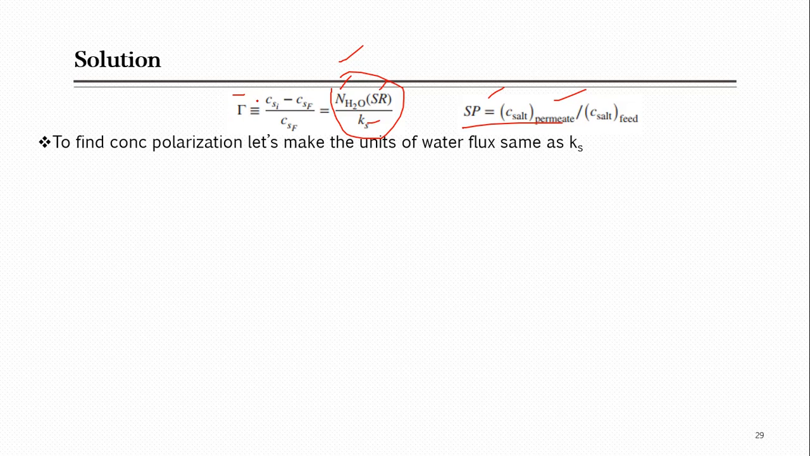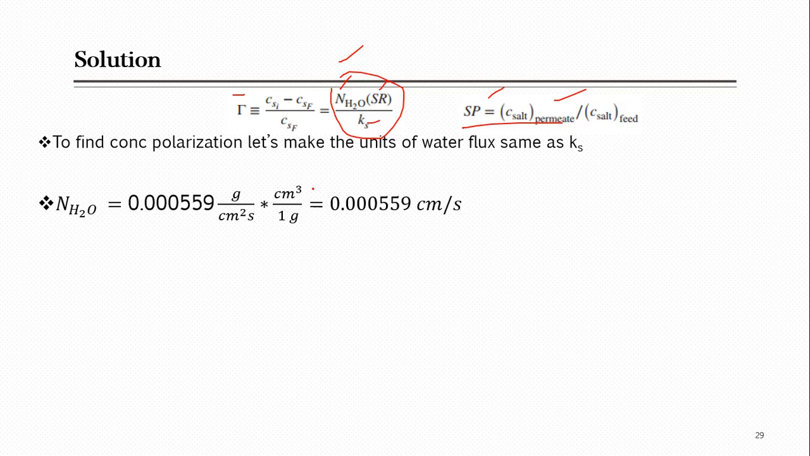This is actually a unitless parameter. So for that the units of flux of water should cancel with the units of Ks, and this SR will definitely be unitless, because this SP is the ratio of concentrations, so no units. So it means we have to just make the units of flux of water consistent with this Ks, and for Ks the unit was given, that was centimeter per second, and up to here you have flux of water in various units. So we can just convert.